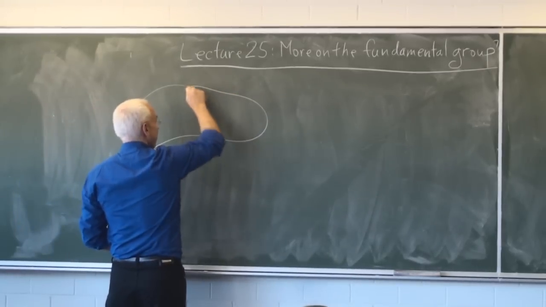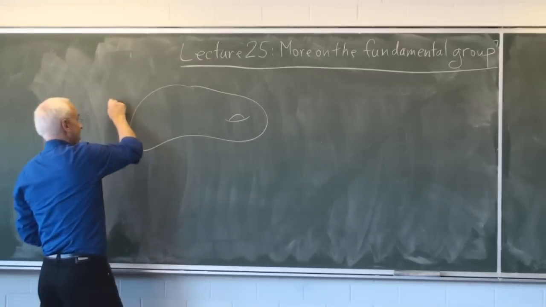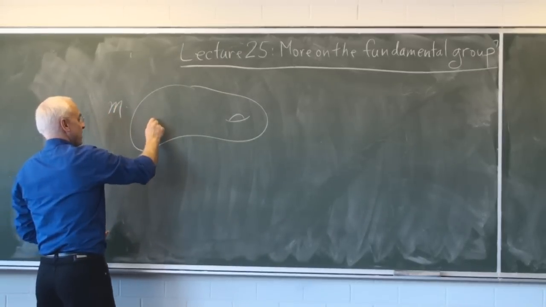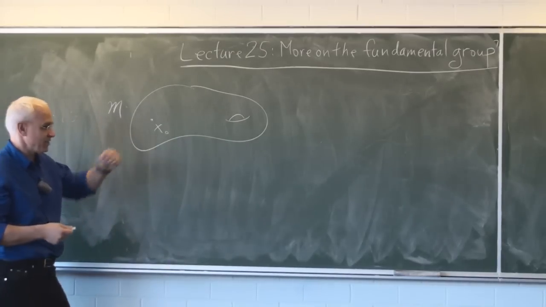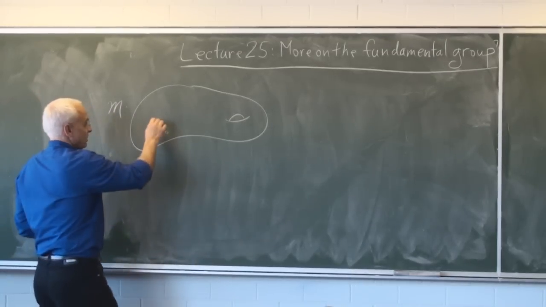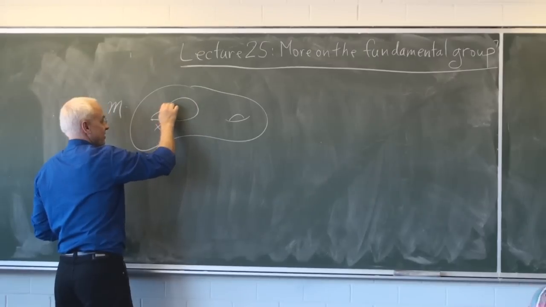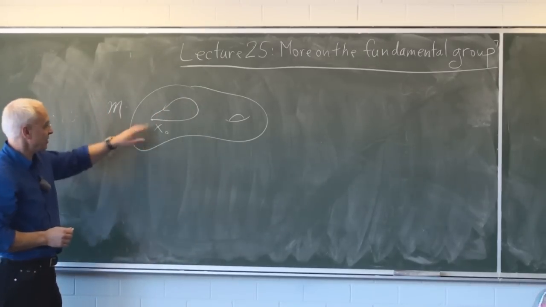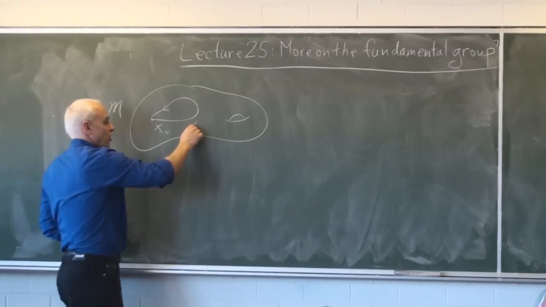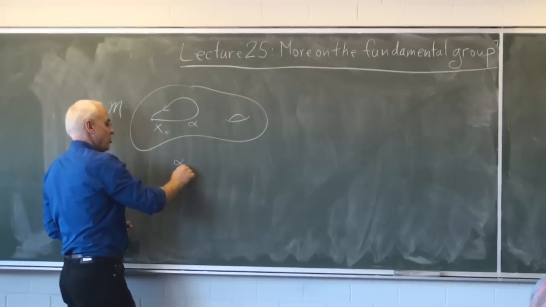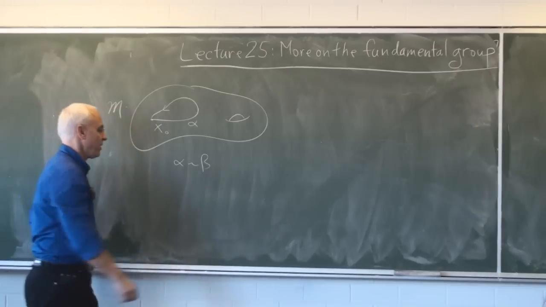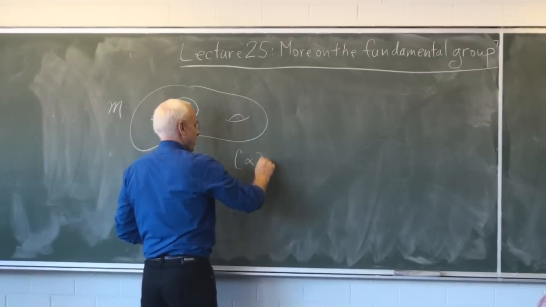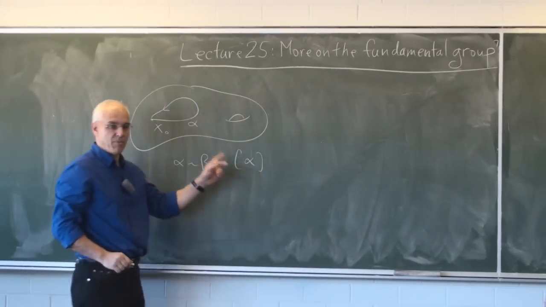So I remind you where we've been at. We have a surface, say M. We fixed a base point x0. We've been talking about paths on the surface, and in particular loops based at x0. And we have a notion of when two such loops are homotopic. And if they're homotopic, then we can talk about the equivalence class or the equivalence type of that loop.